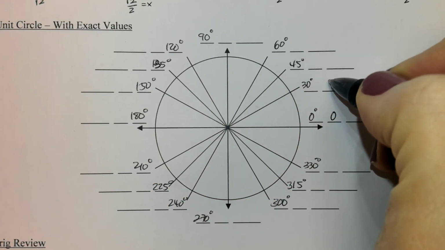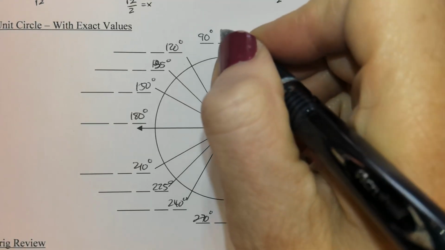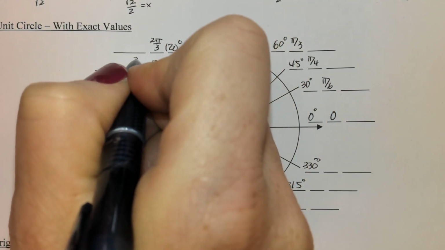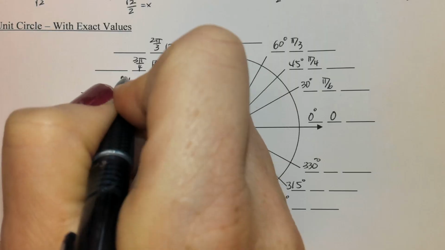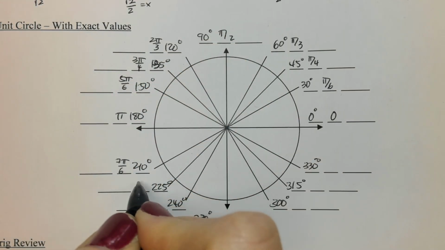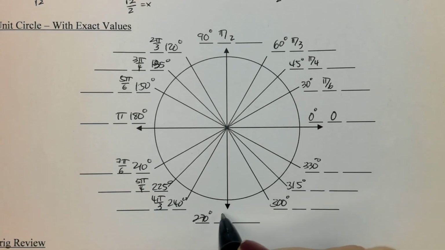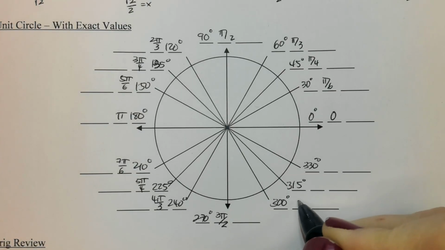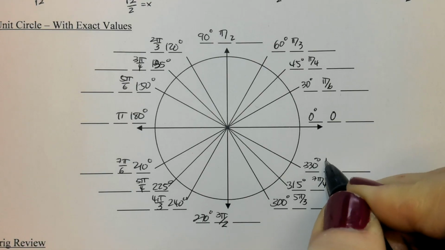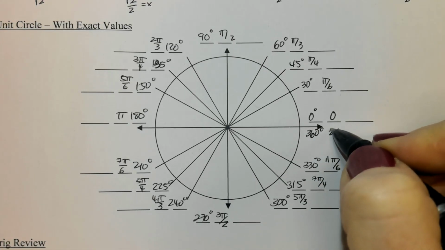This would be 0 radians, pi over 6, pi over 4, pi over 3, pi over 2. Over here we would have 2 pi over 3, 3 pi over 4, 5 pi over 6, and pi. Down here we would have 7 pi over 6, 5 pi over 4, and 4 pi over 3. This one would be 3 pi over 2. Then we've got 5 pi over 3, 7 pi over 4, and 11 pi over 6. This one could also be 360 degrees. That would then make this 2 pi.